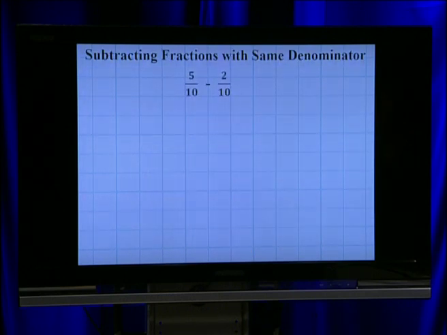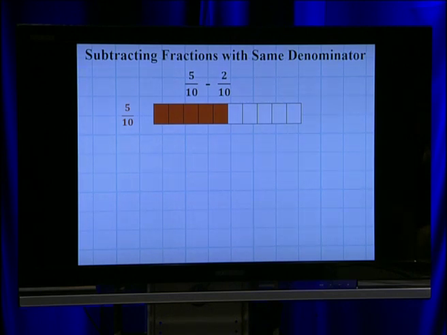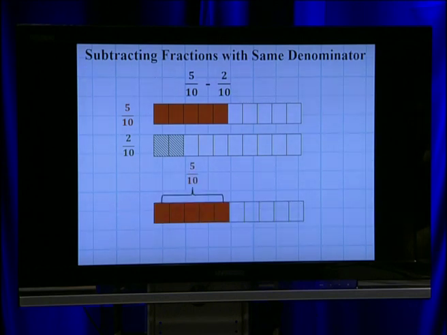Let's move on to subtracting fractions with same denominator, and again we use these two fractions. 5/10 minus 2/10. Let us represent 5/10 using a model, 5/10, right? Let us represent 2/10 using a similar model. Okay. Now what we do is, to subtract, we take the 5/10 and we take away the 2/10 from there. How many tenths do we have left? We have 3/10 left, and that is the difference of the two fractions. Did you understand?